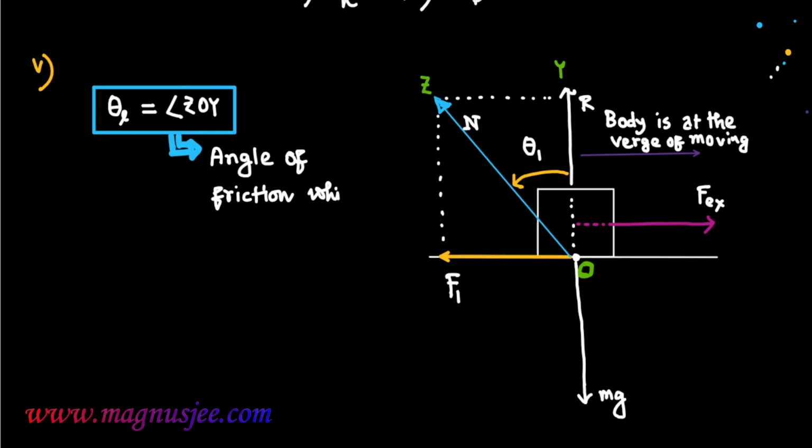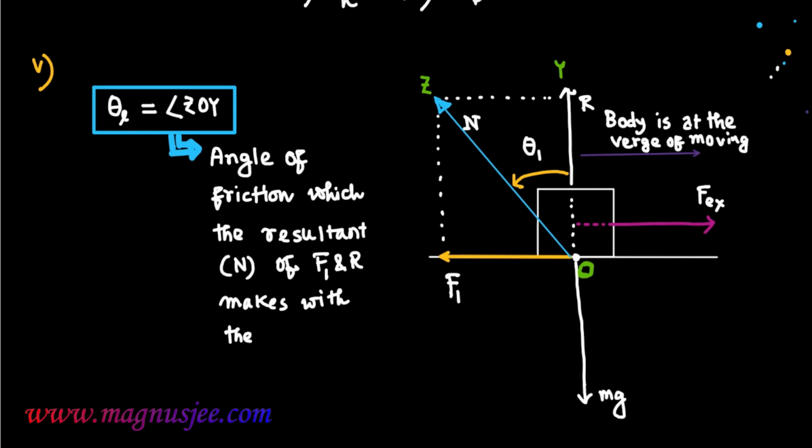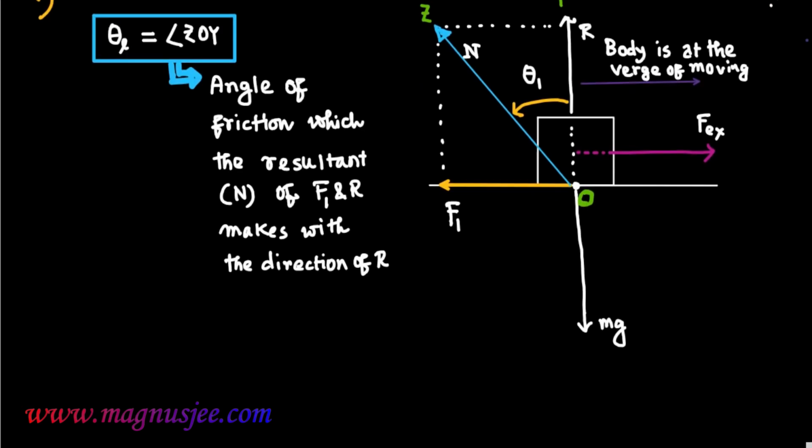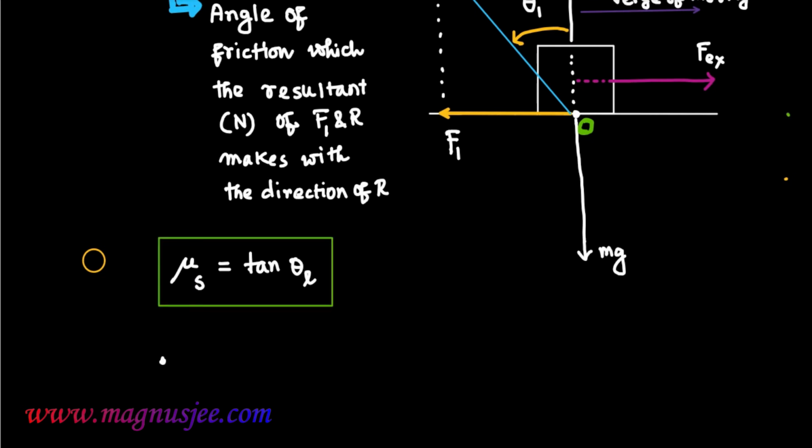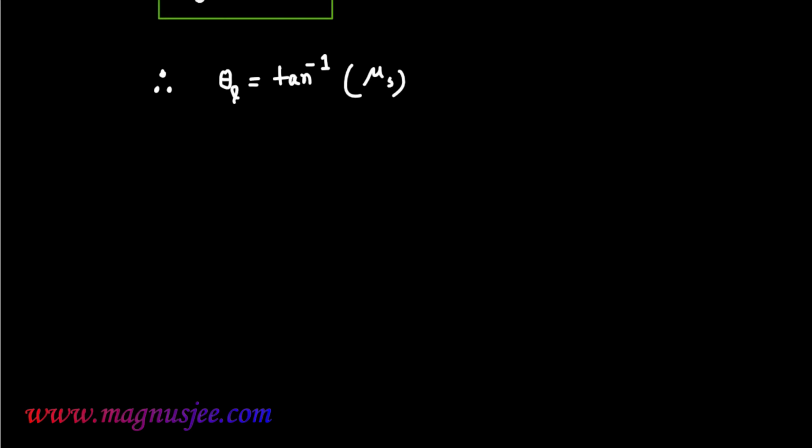This is the angle of friction, the angle which the resultant N of FL and R makes with the direction of R, where FL is the limiting friction and R is the normal reaction. Also, μs equals tan θL, that is, the coefficient of static friction or coefficient of limiting friction is equal to the tangent of the angle of friction. Therefore, θL equals tan inverse μs.